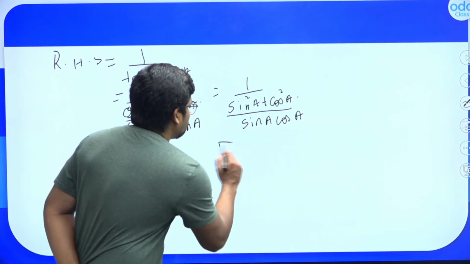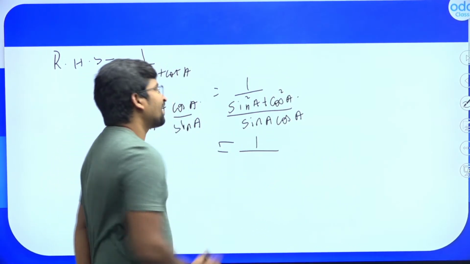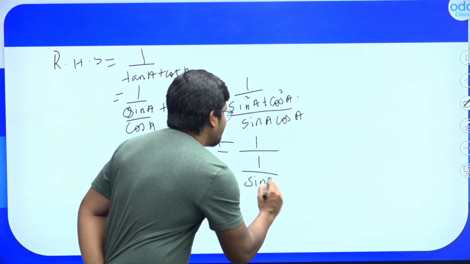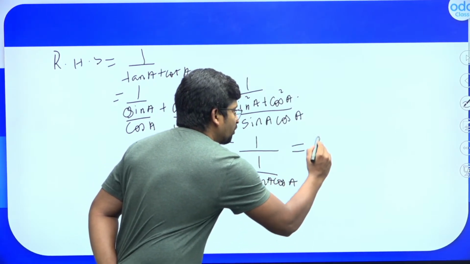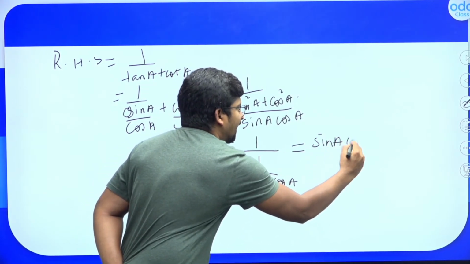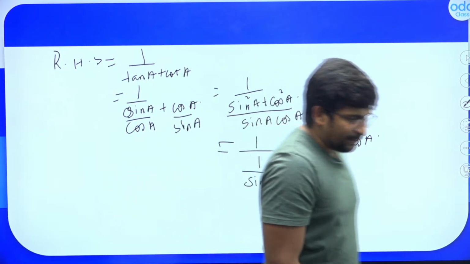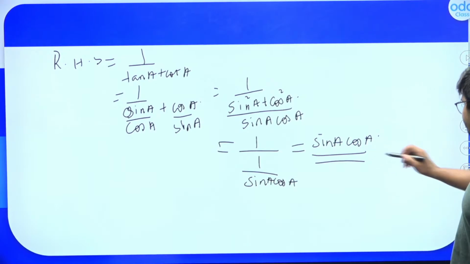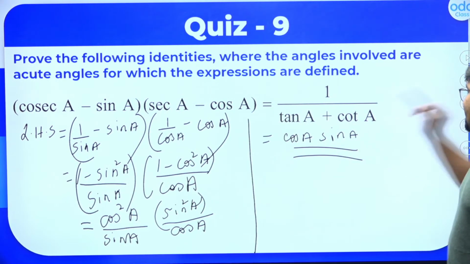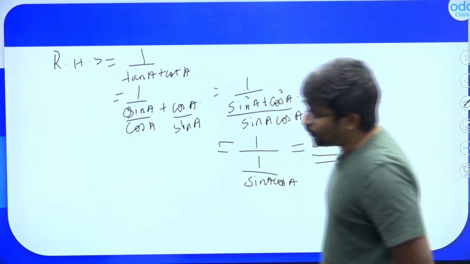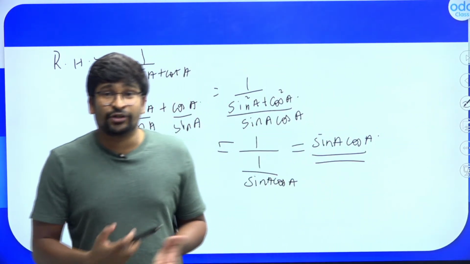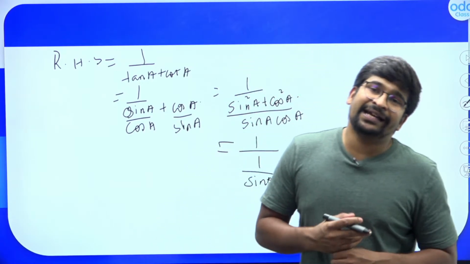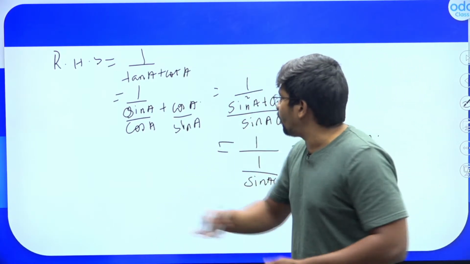You know that sin square A plus cos square A is 1, so it is 1 divided by (1 over sin A cos A), which is equal to sin A cos A, because you multiply with the reciprocal. So RHS is also sin A cos A and LHS is also sin A cos A. Hence you can show that LHS is equal to RHS. I told you this was a slightly different question. If you have not proved it before, it's unlikely that you will reach here, because you will get confused about what we are doing here.